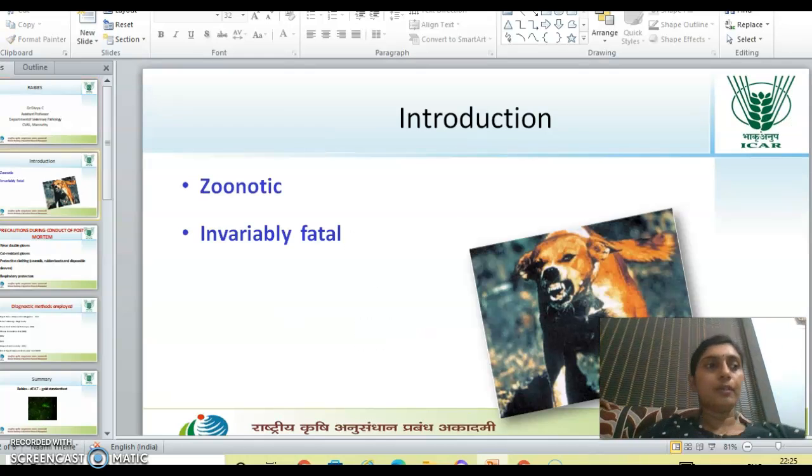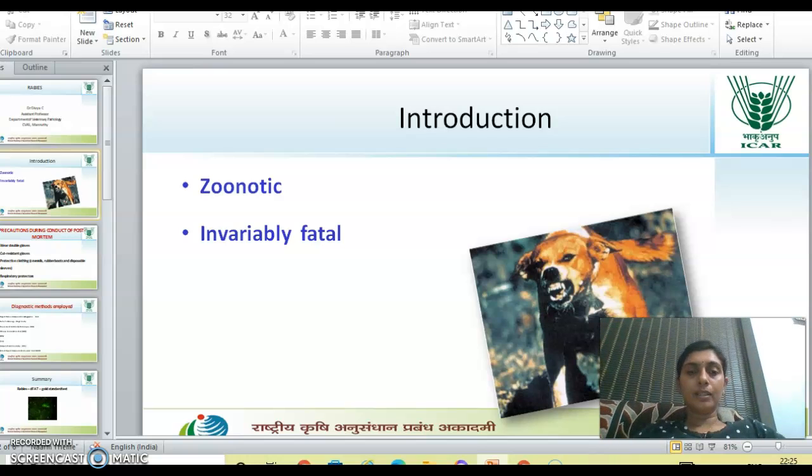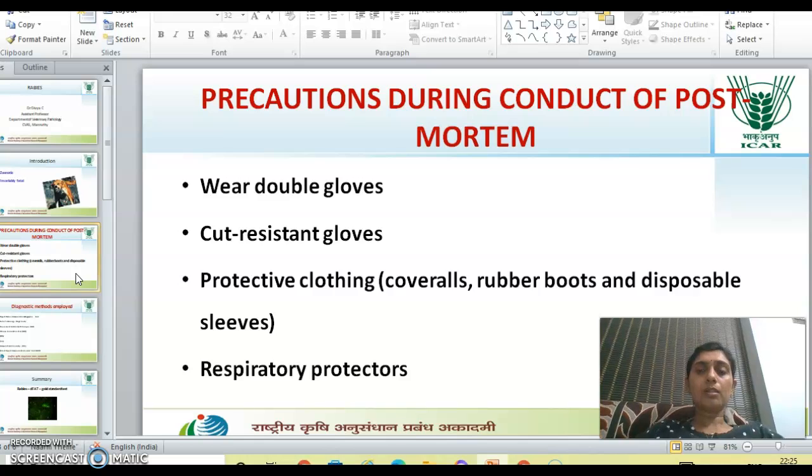To introduce, rabies is one of the most fatal, invariably fatal zoonotic diseases. It's a viral infection which affects almost all warm-blooded animals, including humans. And once the disease occurs, there is no cure, and that indicates the very importance of this disease. So, we are going to discuss the diagnostic methods employed for diagnosis of rabies.